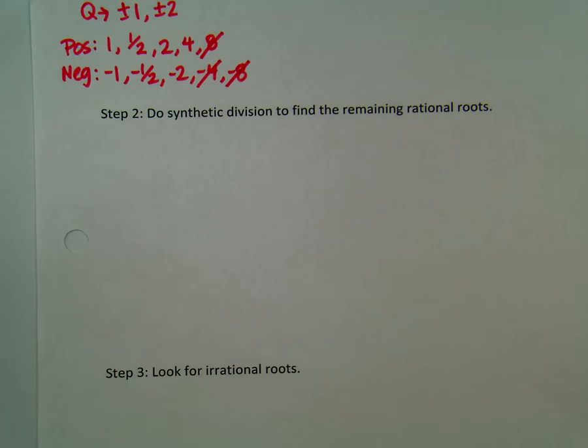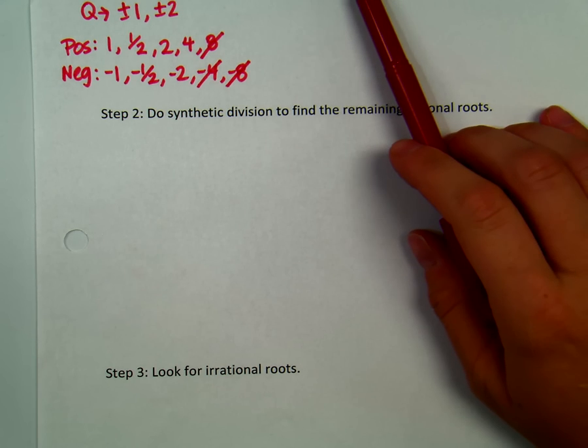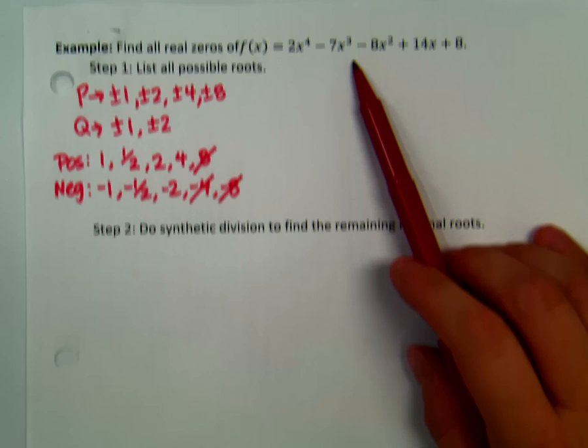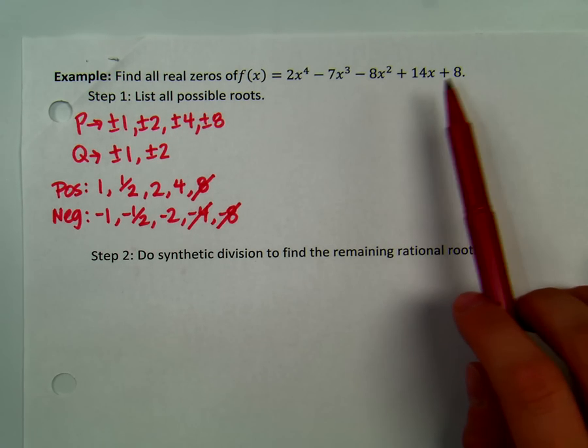All right. We're going to use this previous example to find all the real zeros of the function f of x. Again, that function equals 2x to the fourth minus 7x cubed minus 8x squared plus 14x plus 8.